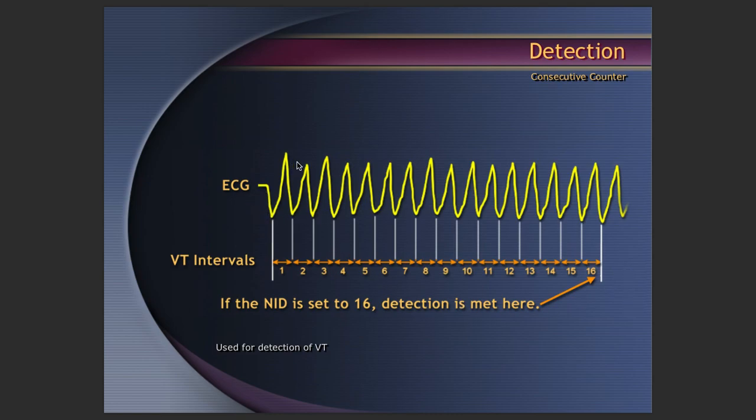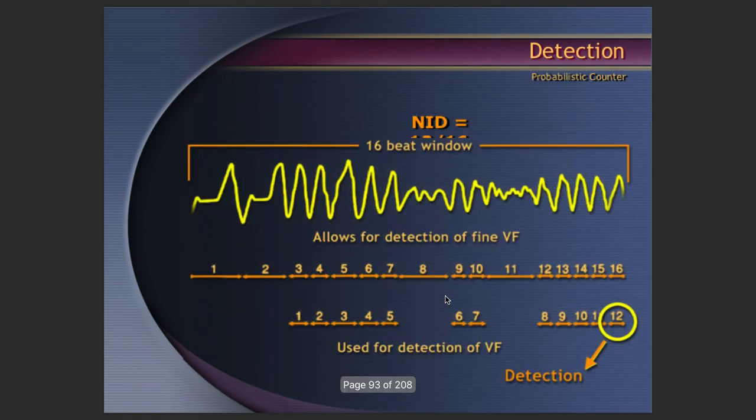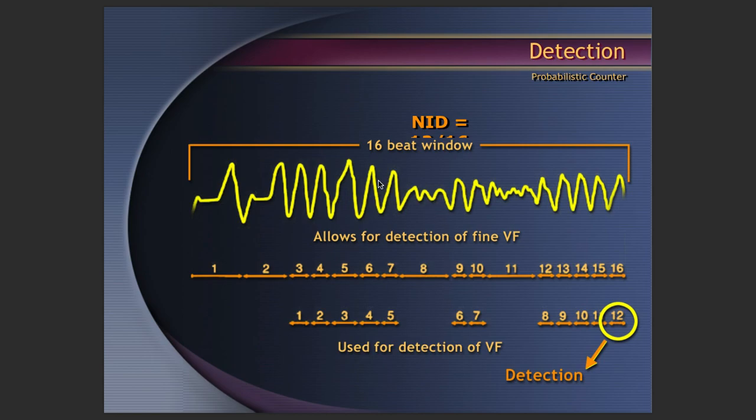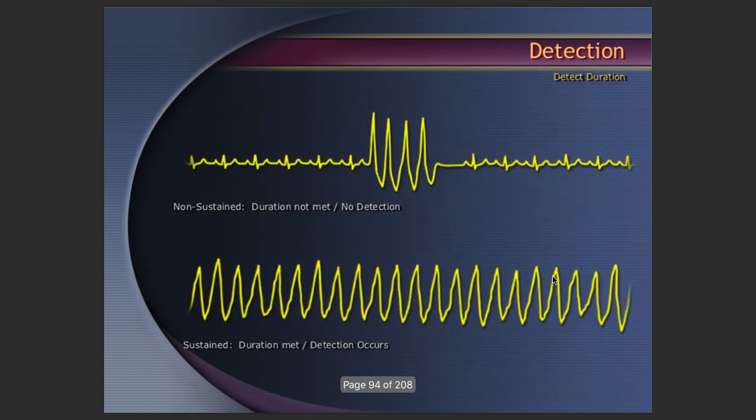So this is the interval you are referring to, and this is how the ECG comes up over here, with the VT interval. It keeps on checking. If you have set the NID to 16, only after 16 beats over here will the detection of the VT happen, like a 16 beat window. Similarly for the VF, it calculates, and at the end of the 16 beats it gives a final diagnosis of VF.